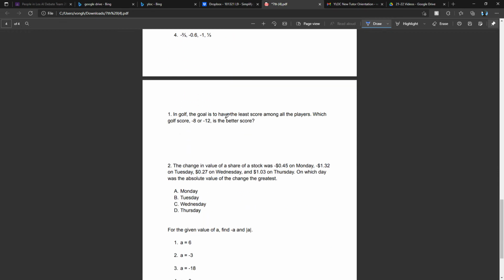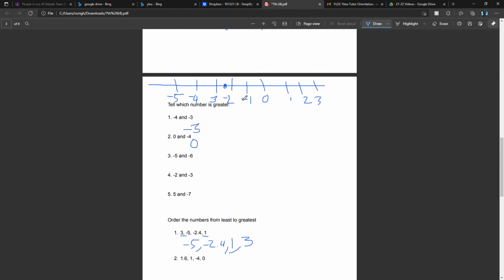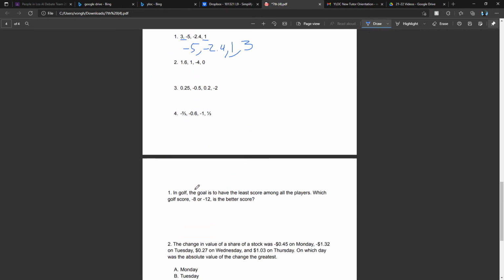In golf, the goal is to have the least score among all the players. Which golf score is a better score? So we have -8 and -12. Now, basically the pattern to find out which negative is least or greatest: if you think of the negative as positive, you have 8 and 12. Which number would be bigger?